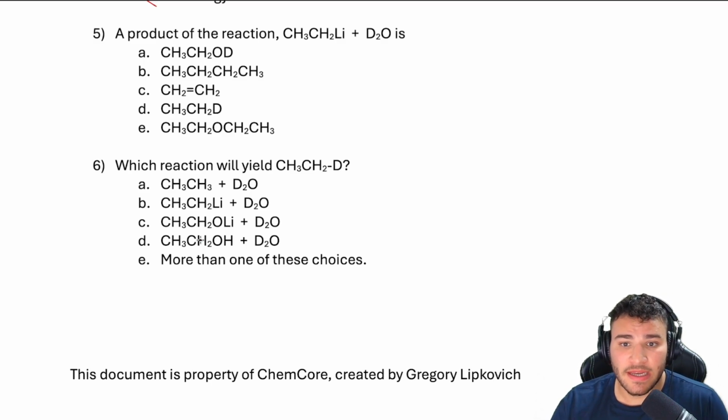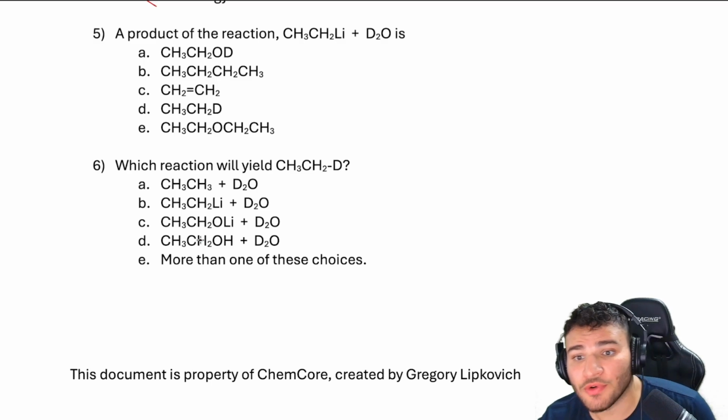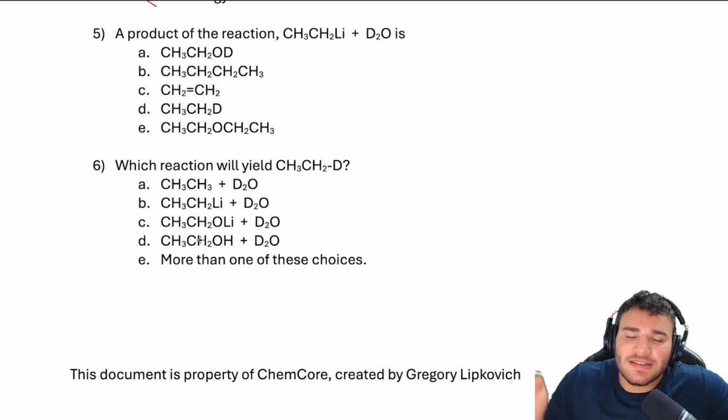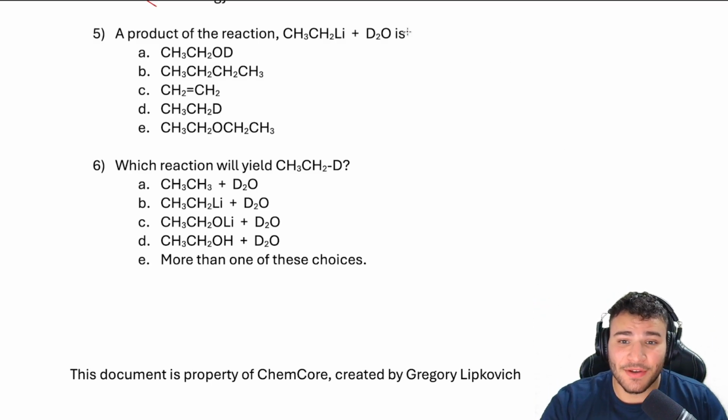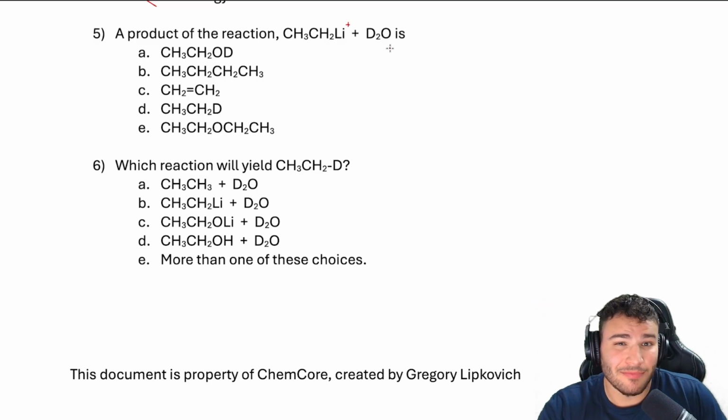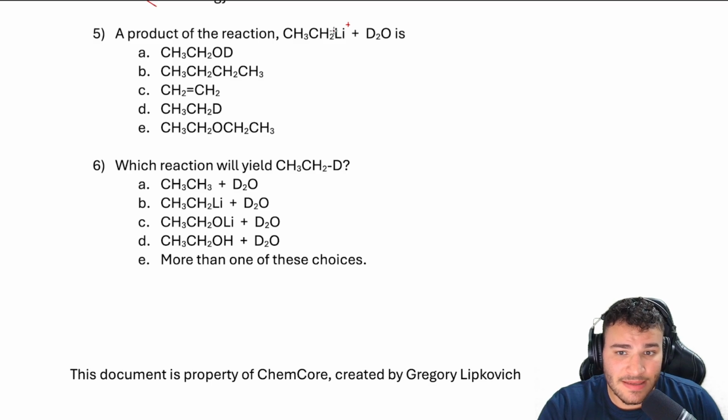The product of this reaction, CH3CH2Li plus D2O, is, well, what is D? It's just treat it like H. Pretend it's H, and then figure out where it went. What I like to do is that, okay, if lithium is here, that means it must have a positive charge, which means that over here, on the carbon, we must have this lone pair and that negative charge.